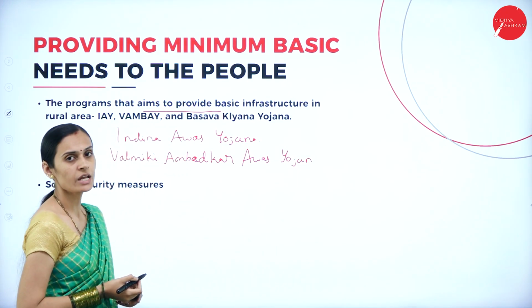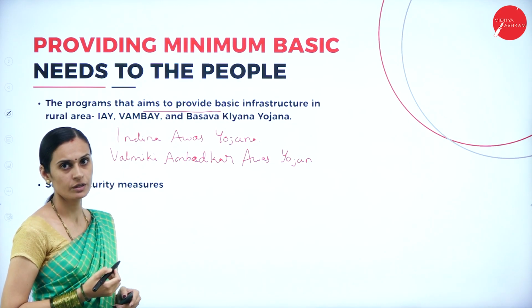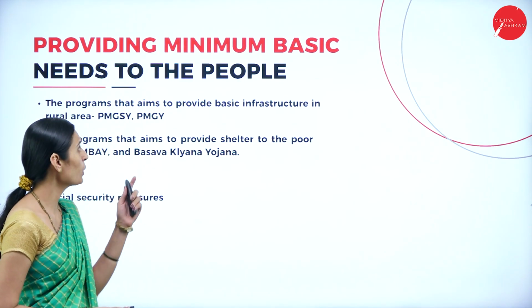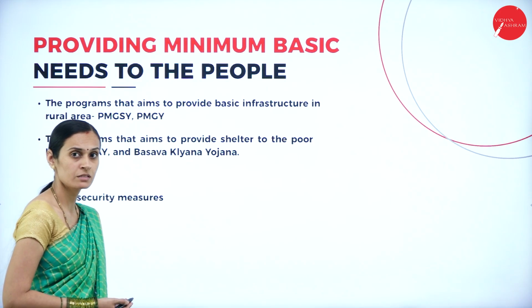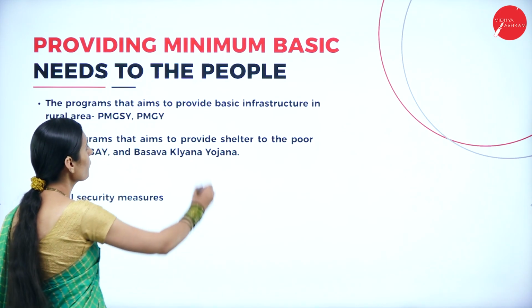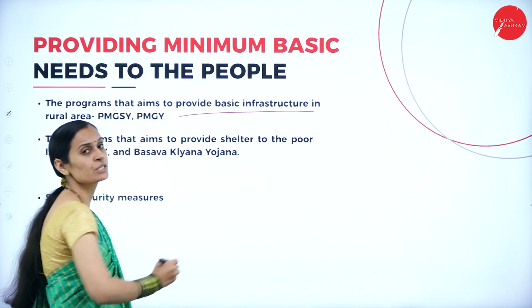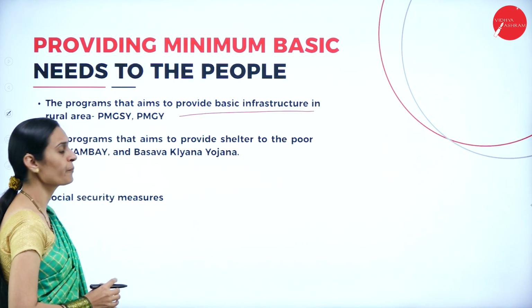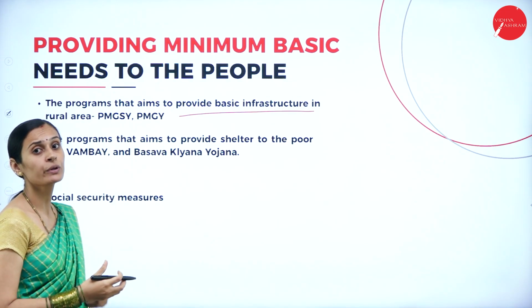Indira Awas Yojana and Valmiki Ambedkar Awas Yojana. Yes, the second program which belongs to that, providing minimum basic necessities to the people. So that is, provide the basic infrastructure facilities to the people through these types of programs, particularly for rural people.